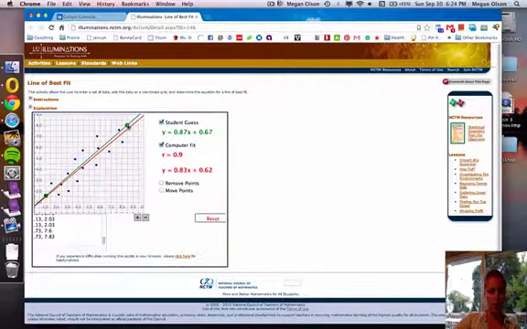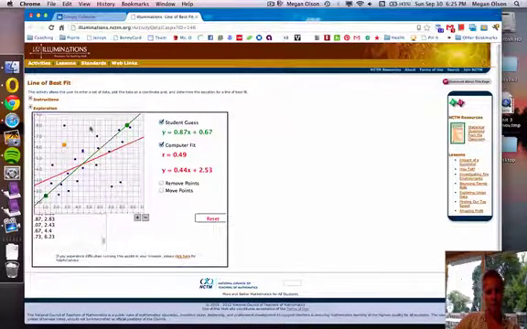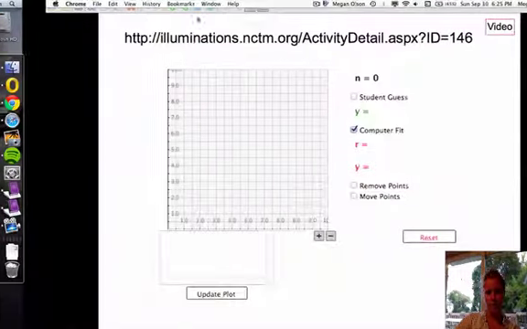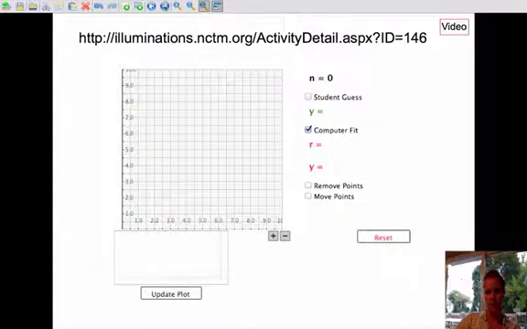So why don't you go ahead and go to that link and try at least 5 different scatter plots. Make some scatter plots that go down. Make some scatter plots that have maybe no correlation, and see how you do. You can remove some points, you can move points, and you can just reset and start over again. You can mess around with that for about 5 minutes and then come back to the video, and we're going to practice this.